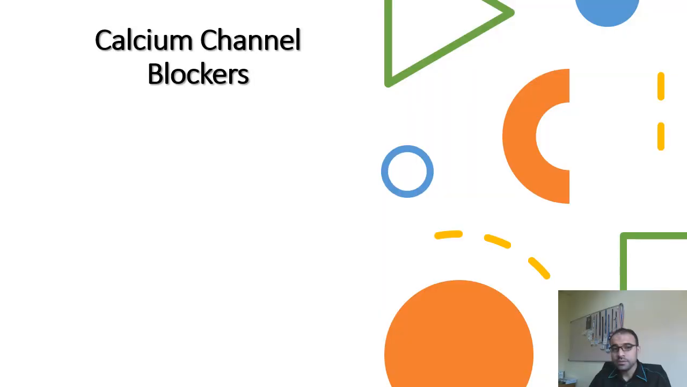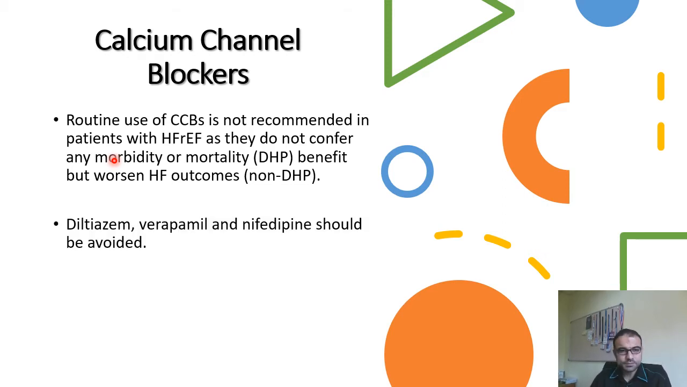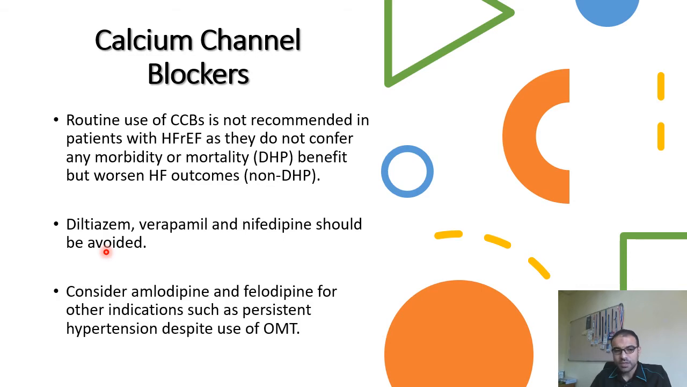The last is the CCB. The CCB routine use is not recommended in heart failure with reduced ejection fraction, because the non-dihydropyridines, verapamil and diltiazem, would worsen the heart failure outcomes. The dihydropyridines have no actual impact on morbidity and mortality, so they are not that perfect. As we mentioned, diltiazem, verapamil, and perhaps nifedipine sometimes should be avoided.